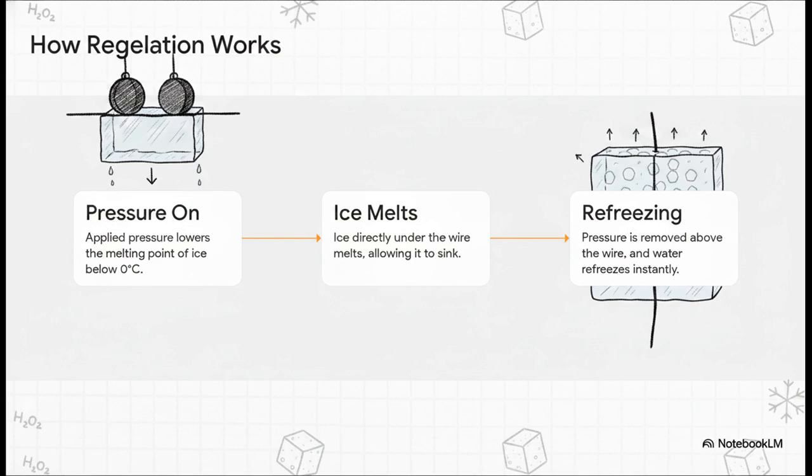First, the applied pressure from those heavy weights forces the melting point of the ice directly beneath the wire to drop below 0 degrees Celsius. Because of this, the ice melts into water without any added heat. Second, the wire naturally slips down through that tiny layer of liquid. But here is the third crucial step. The moment the wire passes, the pressure above it is gone. The melting point instantly jumps back up to 0, and the water immediately freezes again above the wire. This amazing phenomenon, melting under pressure and instantly refreezing, is what we call regelation.